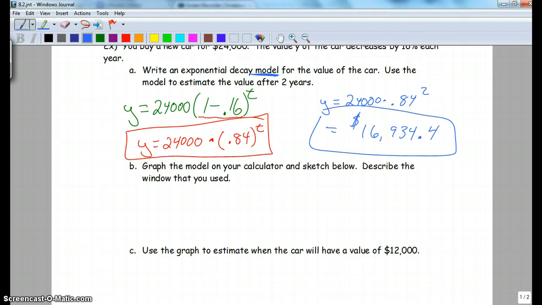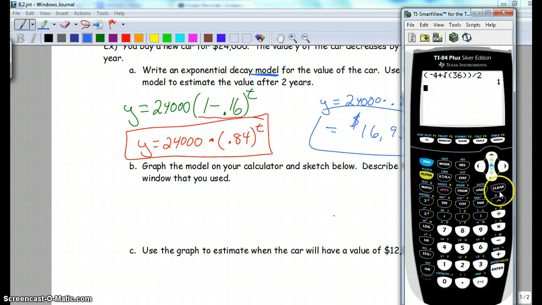Graph the model on your calculator and sketch below. This one I will use my calculator here so we can look at it. So we're going to graph this 24,000. Oops. See, this is why I hate this calculator. Never does what I tell it to. 24,000 times 0.84 raised to, now, even though it's t power, we're going to raise it, of course, to the x power. Now, if you just have it in your standard window, surprise, surprise, it doesn't show up.